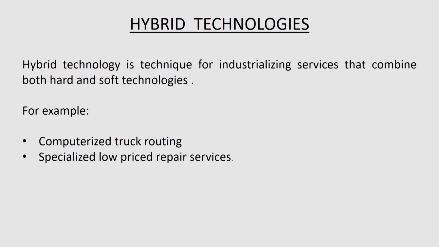Here we see a mixed blending of both features we have talked about, that is, the use and adoption of machines in the form of hard technologies, along with the process and approach of soft technologies. The hybrid technology has a mixed blending of both the hard and the soft features, and we have taken an example wherein computerized truck routing is being done.